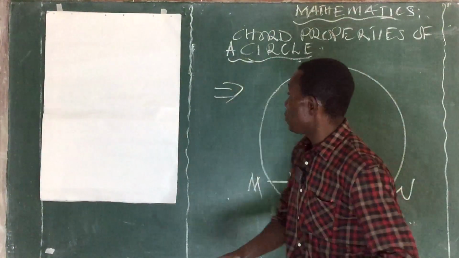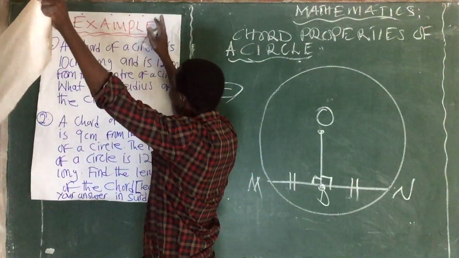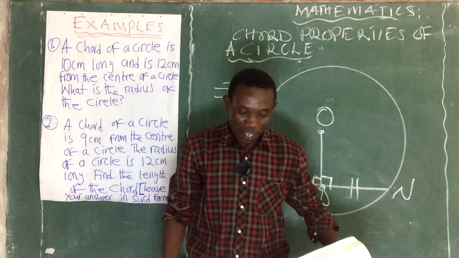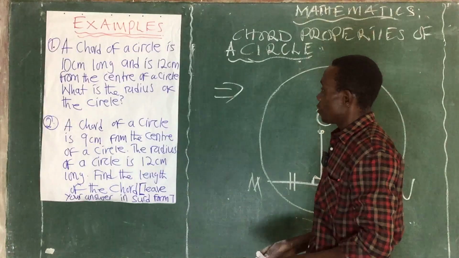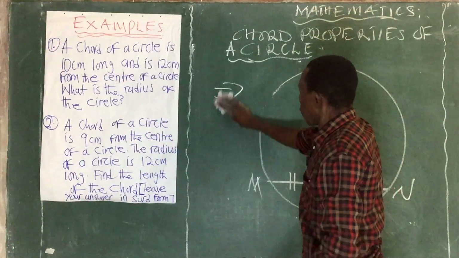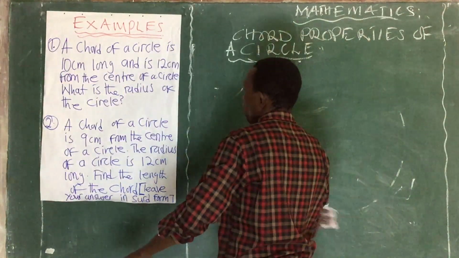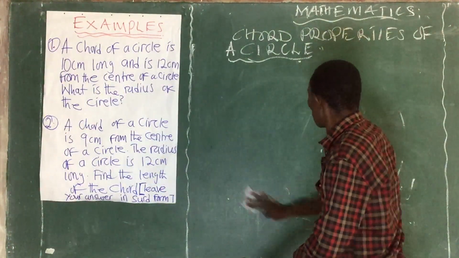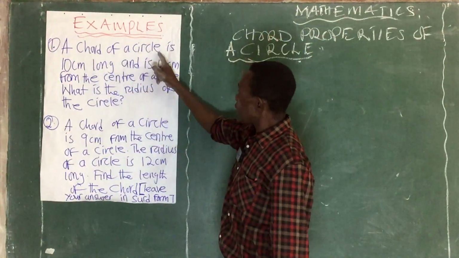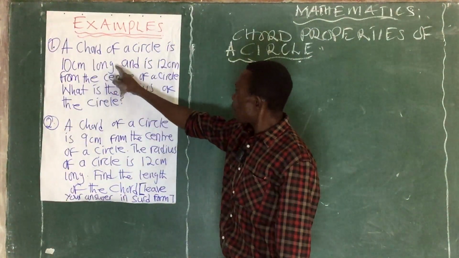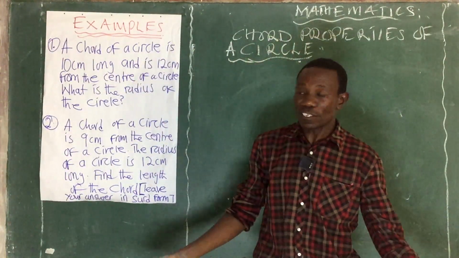The knowledge of which, let us see how we can use it in solving problems. With me, I have two examples. At the end, I may ask you to write a particular exercise based on what we are going to discuss here. Now, the first question asks us to work out the value of the radius, given information such as: a chord of a circle is 10 centimeters long and is 12 centimeters from the center of the circle. What is the radius of the circle?